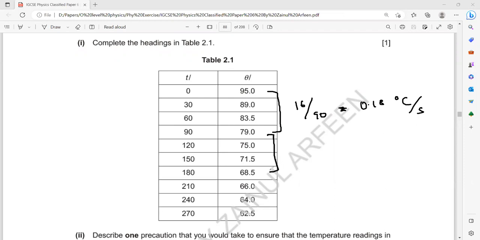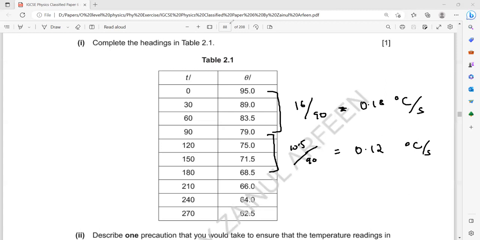For the next 90 seconds, 79 becomes 68.5. How much is the temperature change here? It is 10.5. So 10.5 divided by 90. What's the answer for the rate of cooling? 0.11666, so 0.12 you can also say.